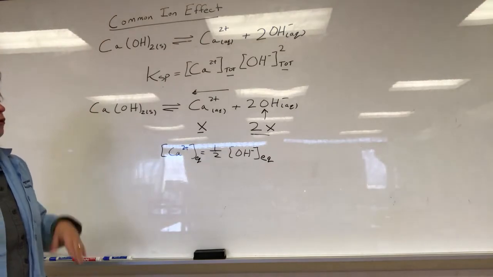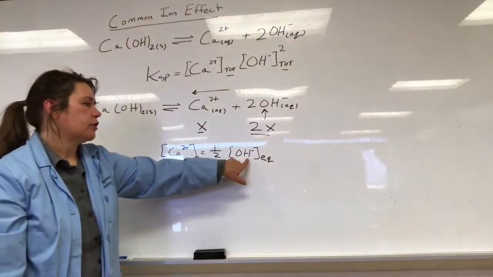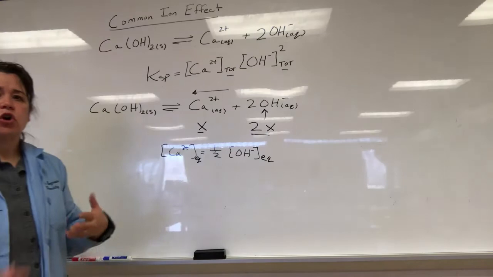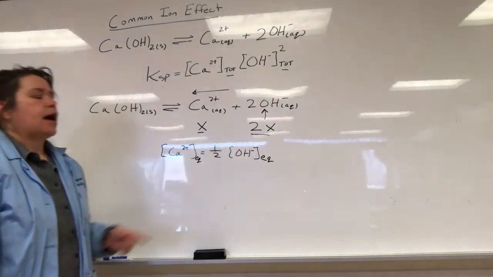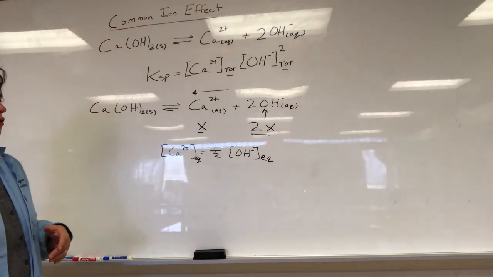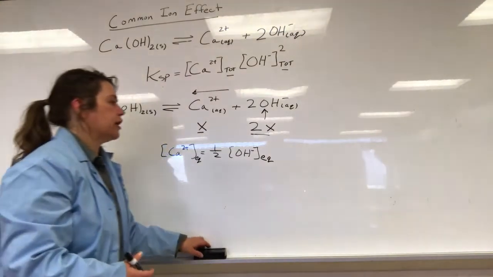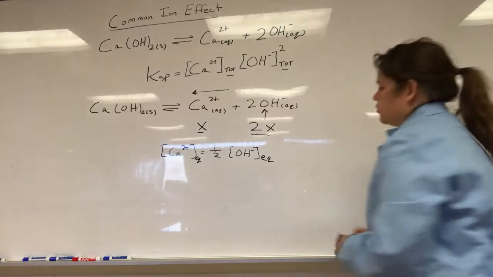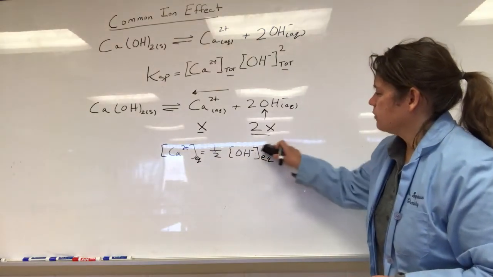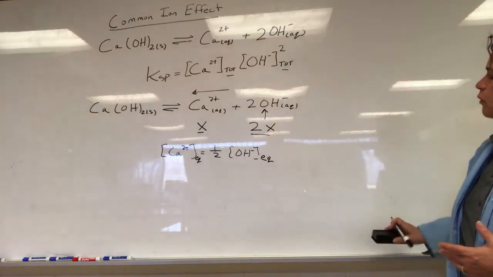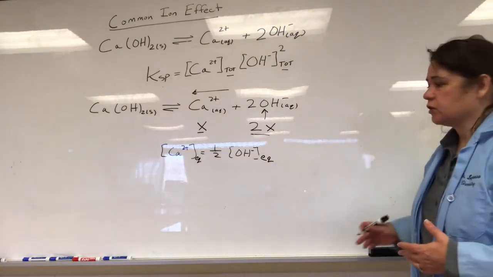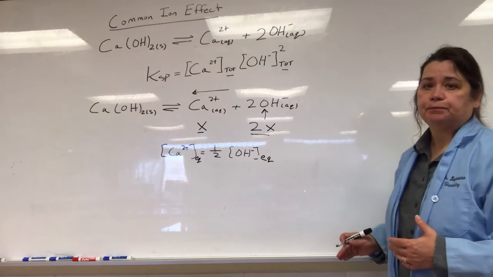So we're going to measure the total hydroxide concentration in a solution, and then from there determine how much hydroxide is produced. I'll show you that shortly, how we're going to determine how much hydroxide actually comes from the equilibrium and calculate the calcium. But for a moment, let's consider how we're going to measure the total hydroxide.